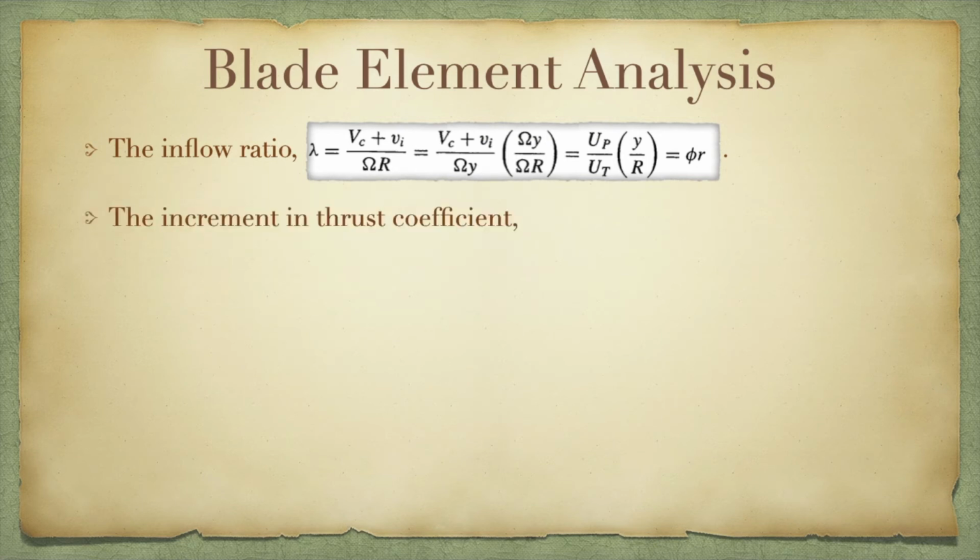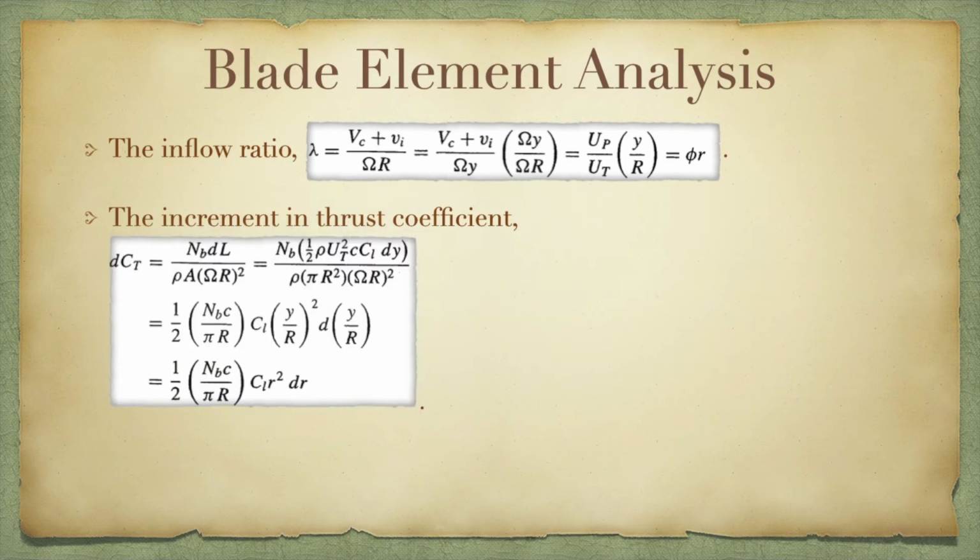Therefore, the increment in thrust coefficient dCT is given by Nb dL by rho A omega R whole squared. Now substituting this dL and the equation for A, we get the simplified equation: 1 by 2 Nb c by pi R into Cl r squared dr. So in the second step, you can see here y by R, we have grouped it so that we get the lowercase r, and also we have done the grouping Nb c by pi R.